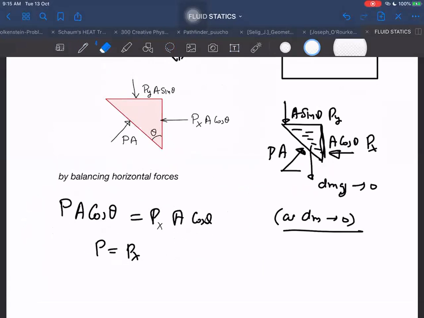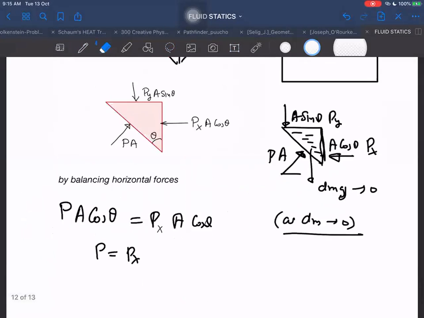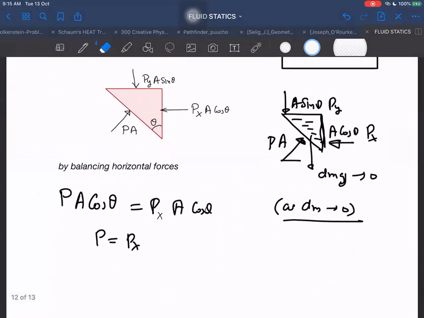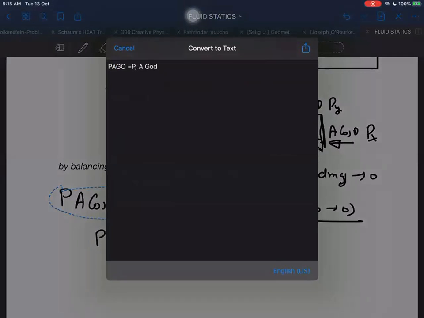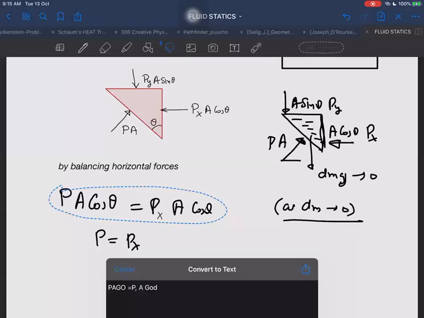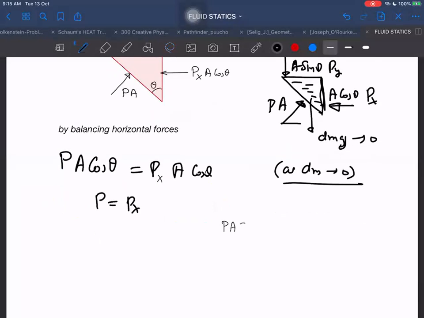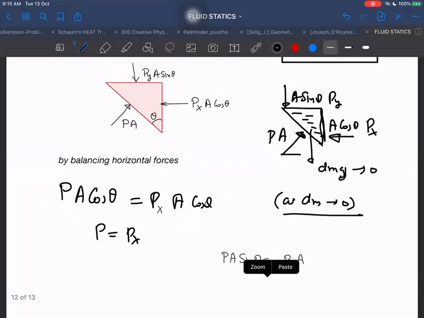And then similarly, vertically, if I balance the vertical forces, I think I balanced somewhere. No, I did not balance. I think you can balance those. Yes, sir. We can balance it. P A sin theta is equal to Py A sin theta. A sin theta, A sin theta cancels. So we get P equal to Py.